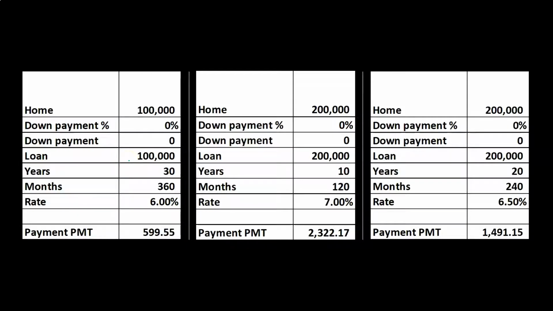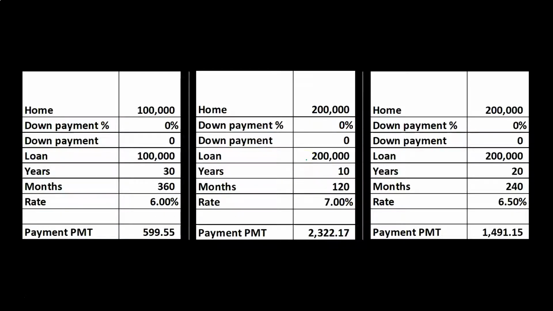And then we're going to go through the terms of that. We're going to say this first $100,000, 30-year loan, 360 months, 30 times 12, and the rate we're going to say is 6%. I could use that to calculate the payments then, using the payment calculation, which is about $600, $599.55.